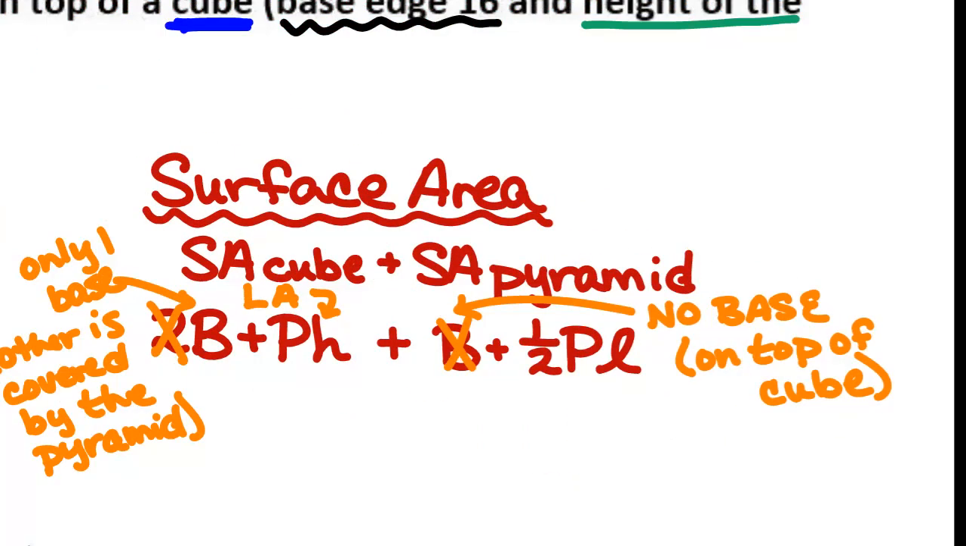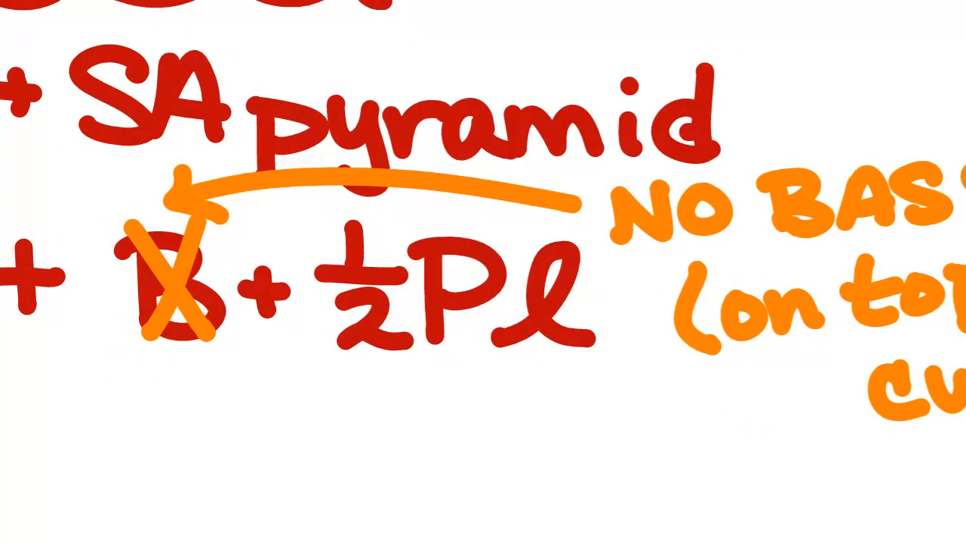Do we need the lateral area for the pyramid? Yes, we need all the little triangles. So we need this part. All right. Let's see what we can do with this now.